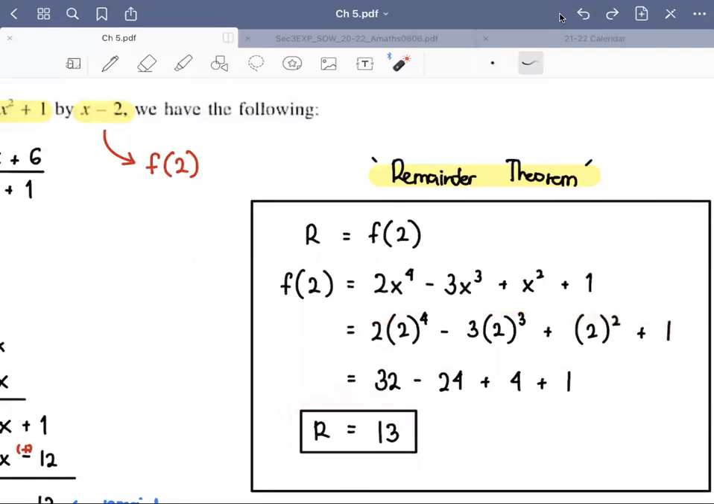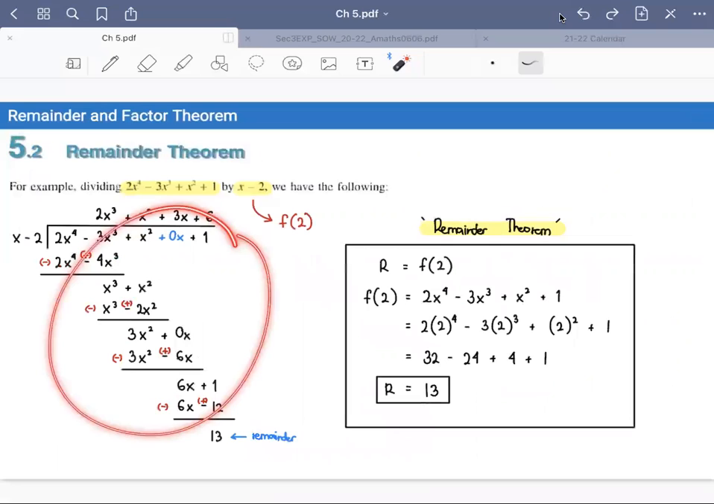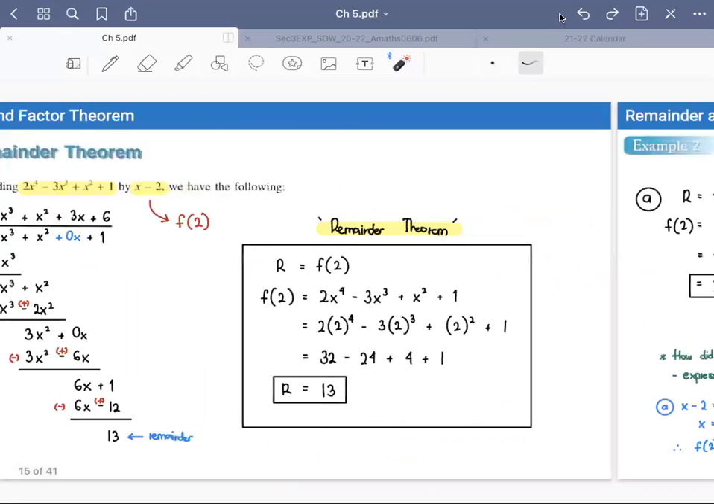So simple as that, class. You don't have to do this long division method here. If we need to find the remainder, we just use the remainder theorem. All right, so let's have maybe 3 more examples similar to this one.